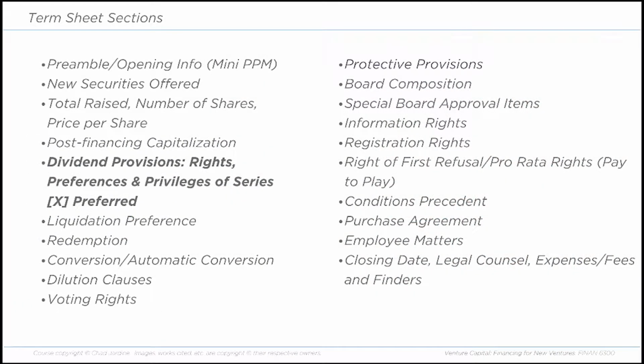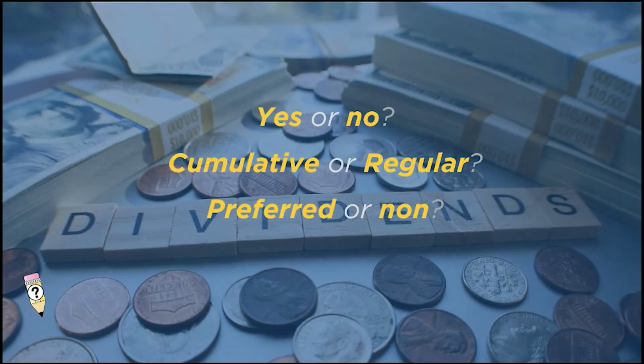Term sheets may, but are not required to, include dividend provisions. Dividends are money paid out to investors annually based on the amount invested. The board has the authority to issue dividends, but may have its hands tied by these provisions. Key things to know. Is your investor requesting dividends as part of the deal or not? If so, how does that affect the deal?